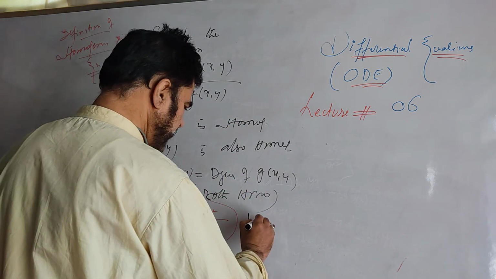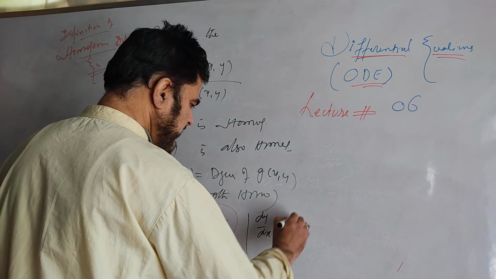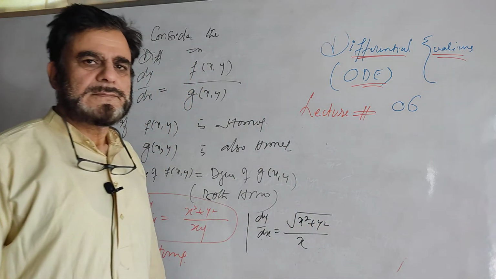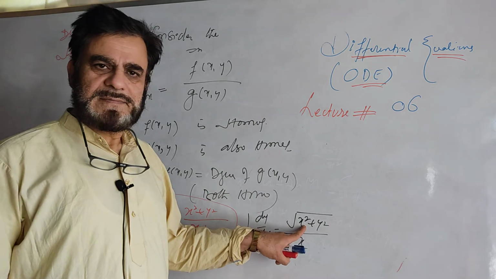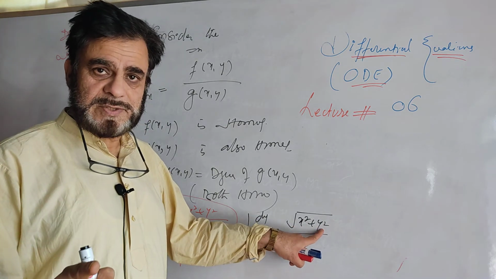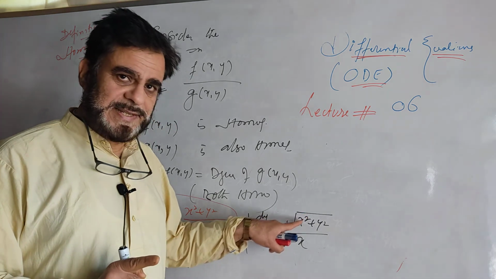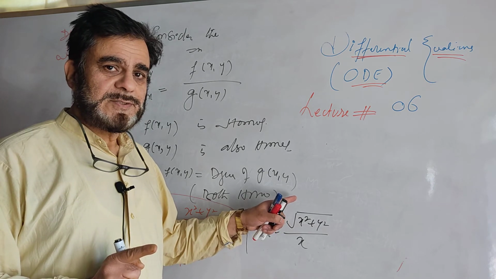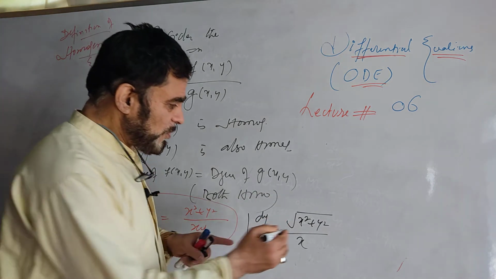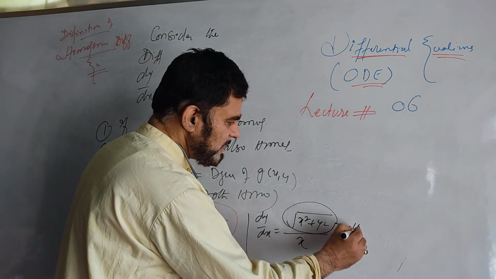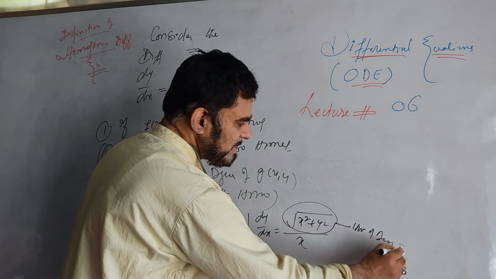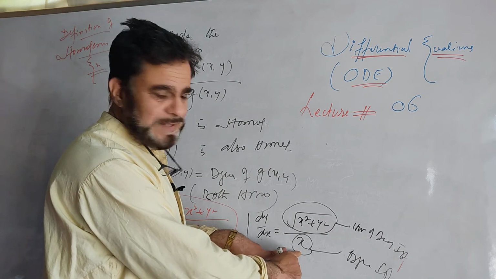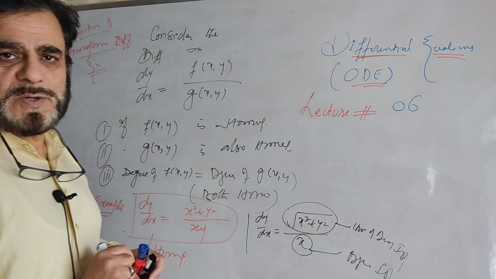Suppose you come across a differential equation like dy by dx is equal to under root of x square plus y square by x. You look here, x square is degree 2, and the second term, y square, is degree 2. So the function under the radical is homogeneous of degree 2, but it is under a radical, so the radical has its own power of 1 over 2. So the numerator is homogeneous of degree 1, and the denominator is a single term, also degree 1. So we say dy by dx is homogeneous.